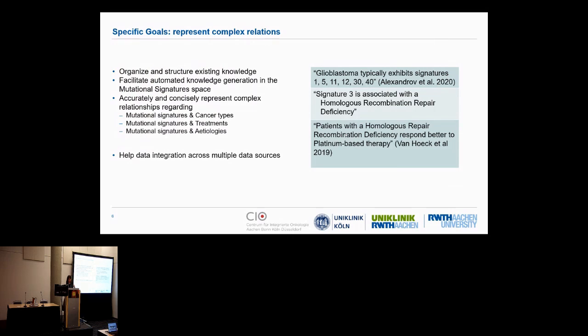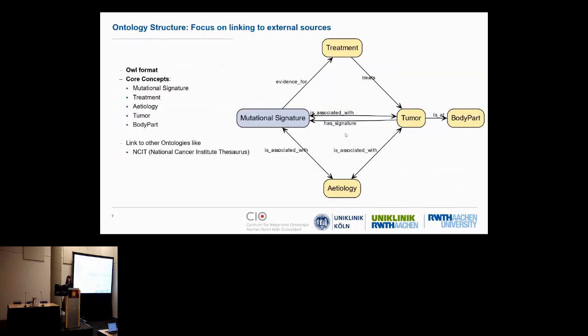Examples of the types of statements that we want to represent in this knowledge graph and ontology are given on the right. These are not actually real quotes, but they follow from these citations. So glioblastoma typically exhibits signatures 1, 5, 11, 12, 30, 40, for example, or signature 3 is associated with a homologous recombination repair deficiency. Also, patients with a homologous recombination repair deficiency respond better to platinum-based treatments. That's the type of relations that we would like to capture.